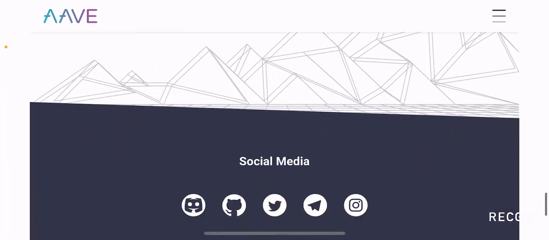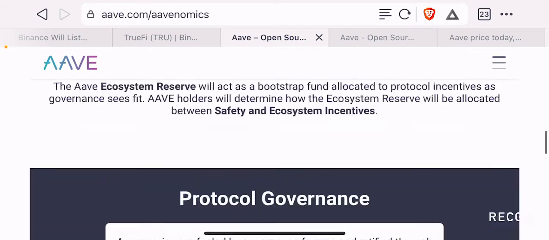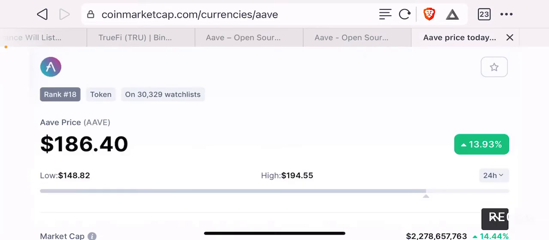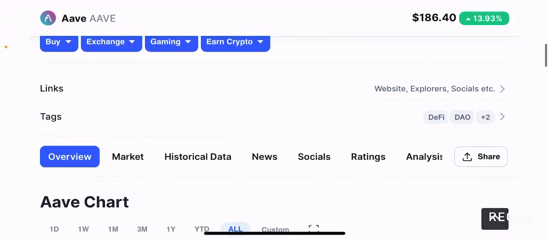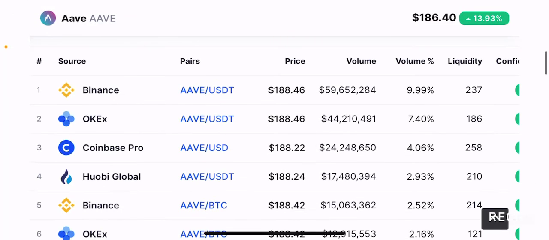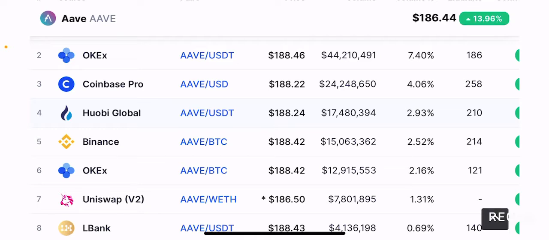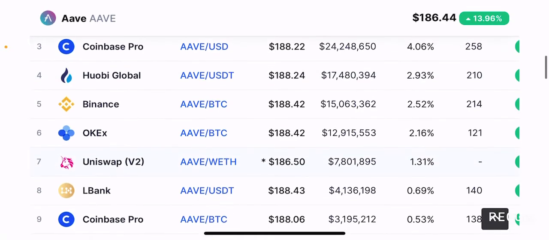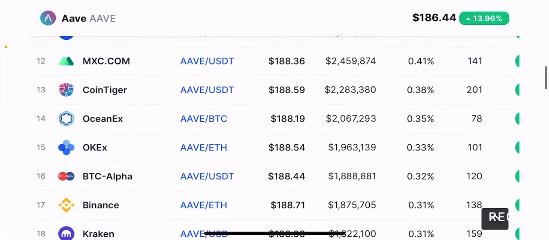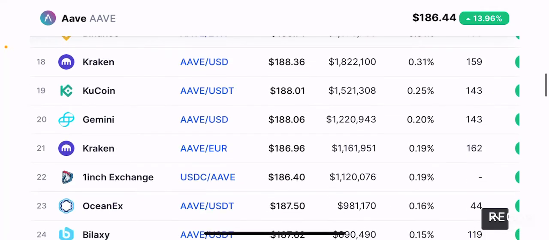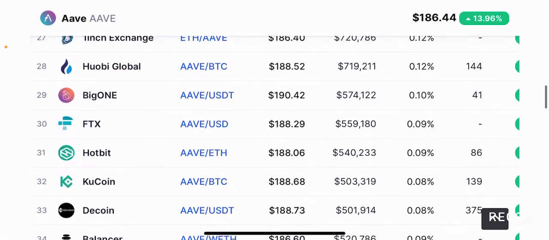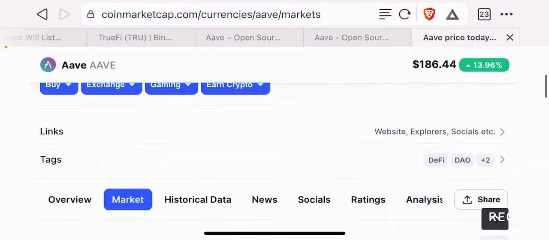This project has amazing potential. There's no doubt about it. And if you also see the market for this token, it's pretty clear that it has an incredible amount of liquidity in pretty much all the big exchanges: Binance, OKEX, Coinbase Pro, you name it. You can get it on both centralized and decentralized exchanges such as Uniswap, and also One Inch, etc. So it's a pretty highly liquid token.